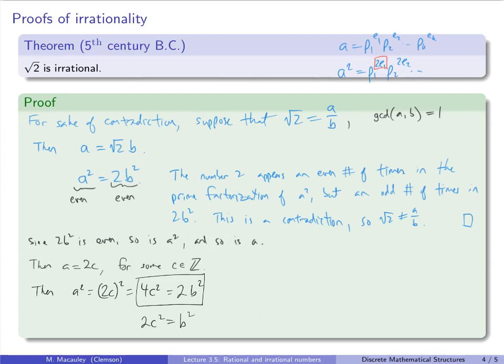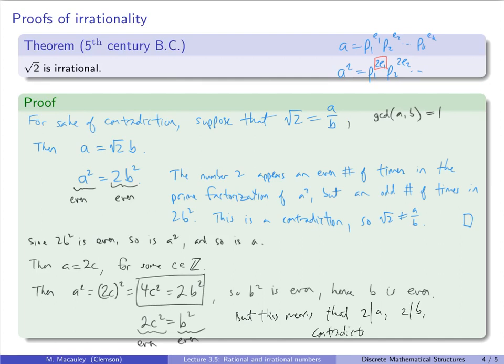And once again we can make the argument that 2c squared is even, and so b squared must be even. So let me write that down. b squared is even. By the same argument above, I'm not going to repeat that. Hence, b is even. But now we have the case where a is even and b is even, and we assumed that they have no common prime factors. If a and b are both even, then 2 is a common prime factor. But this means that 2 divides a and 2 divides b, and this contradicts that the GCD of a and b, the greatest common divisor, is 1.